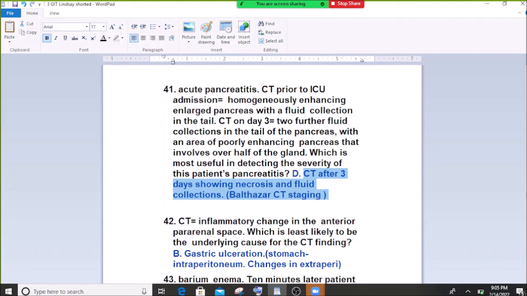Now look here. CT after 3 days showing necrosis and fluid collection. Which is most useful in detecting the severity of pancreatitis? So the best severity assessment is CT scan after 3 days showing fluid and necrosis. Look here on the CT scan on the 3rd day, they say there are two further fluid collections in the tail of the pancreas with an area of non-enhancing pancreas that involves half of the gland. So this is the most useful finding in detecting severity of pancreatitis, and this is CT after 3 days showing necrosis and fluid collection. Correct?